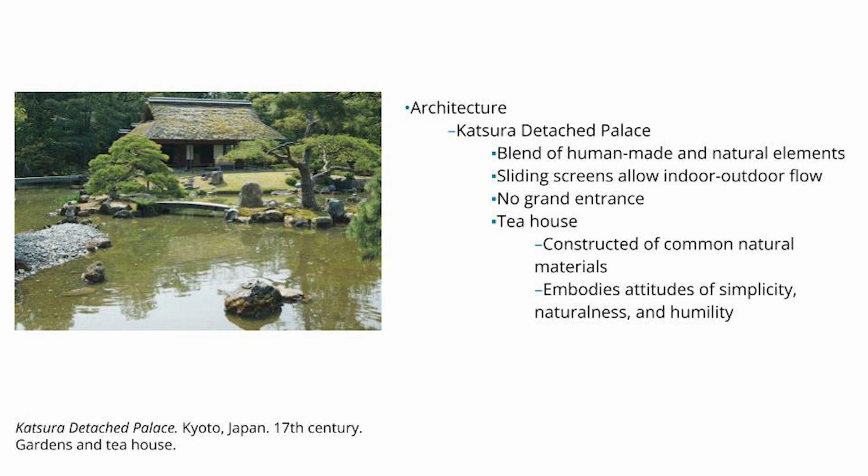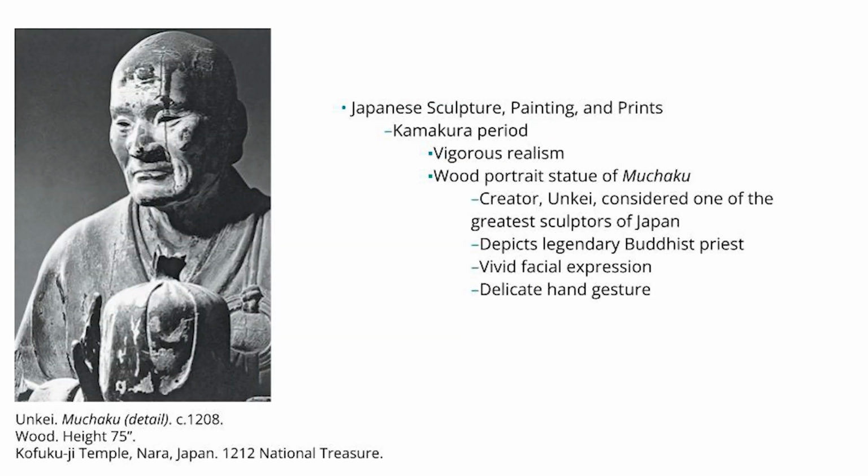Now, moving on from architecture to just regular sculpture, painting, and prints, we have the Kamakura period. This period happened around the year 1200, and it was known for its vigorous realism.